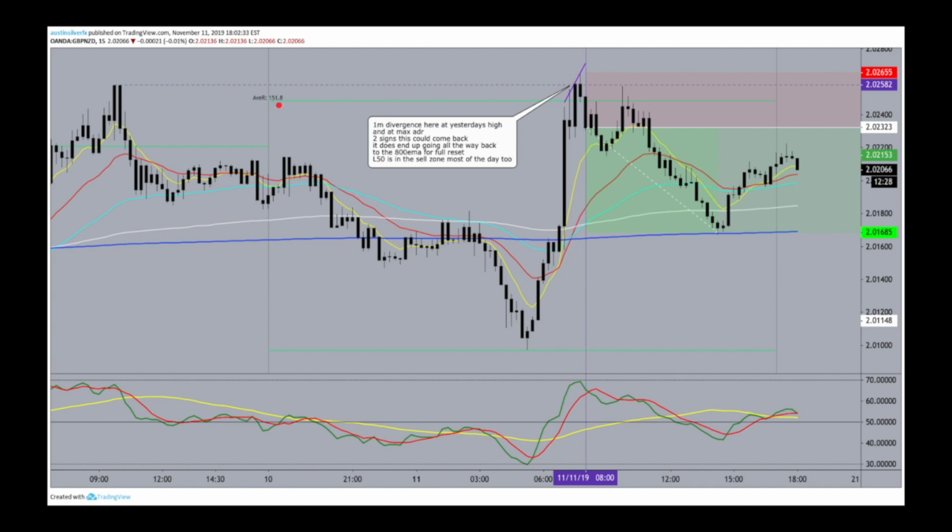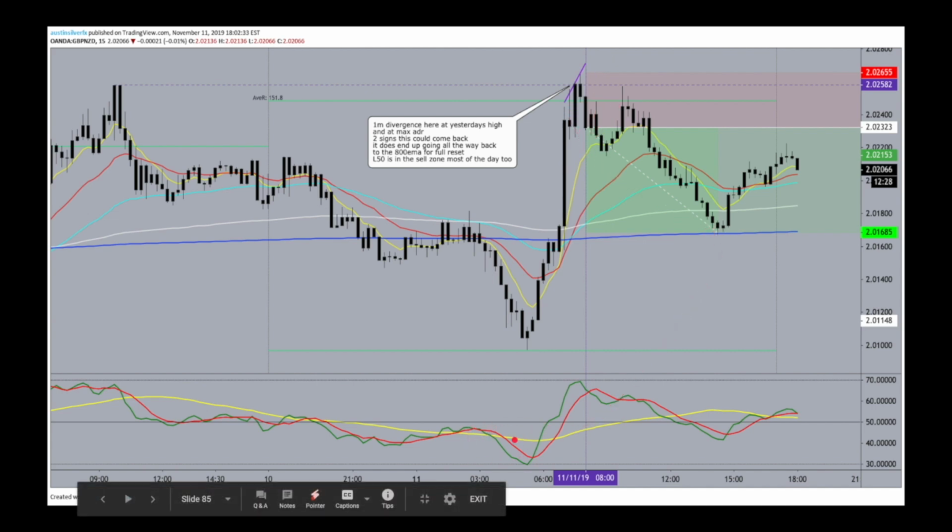That's how many pips it moved today. And now, since we were at that ADR max level, I looked back and saw we were also at yesterday's high. So to trade this back down towards the 800 EMA is the D2 idea. L50 is in the sell zone more than the buy zone, but it's swapping. It's all over the place.